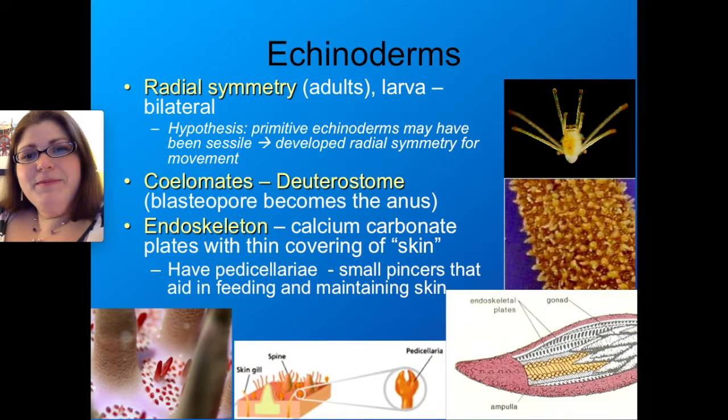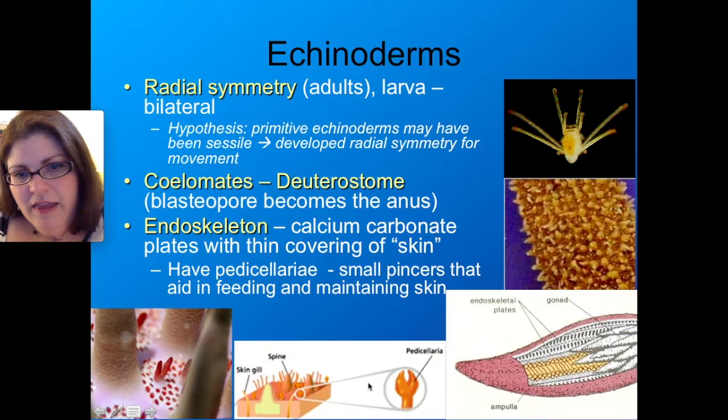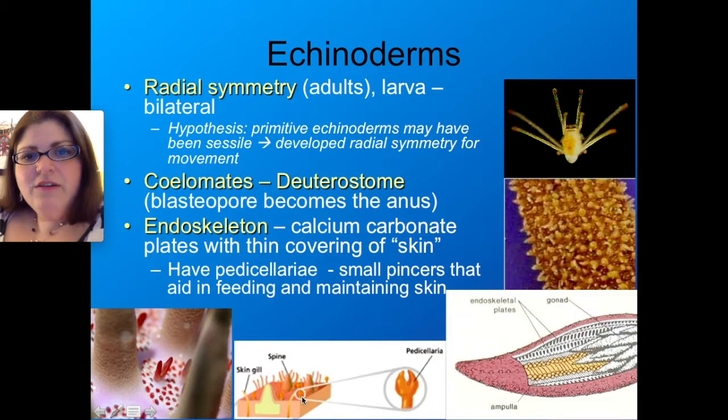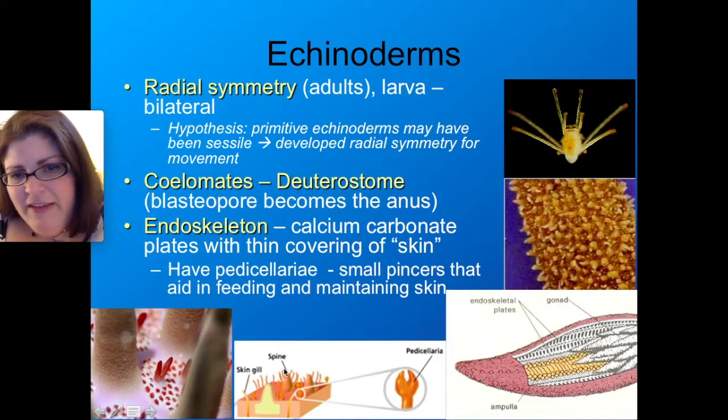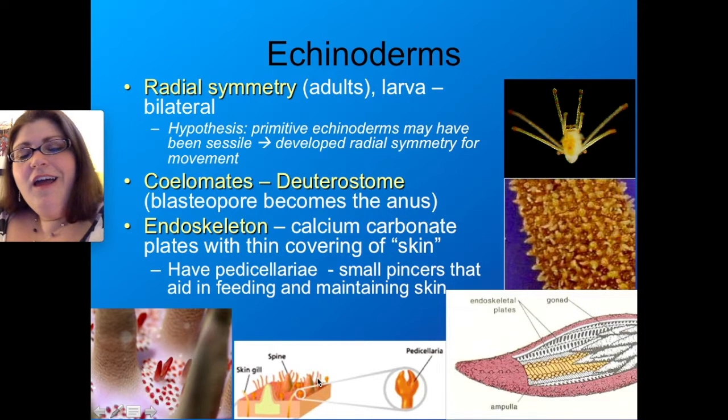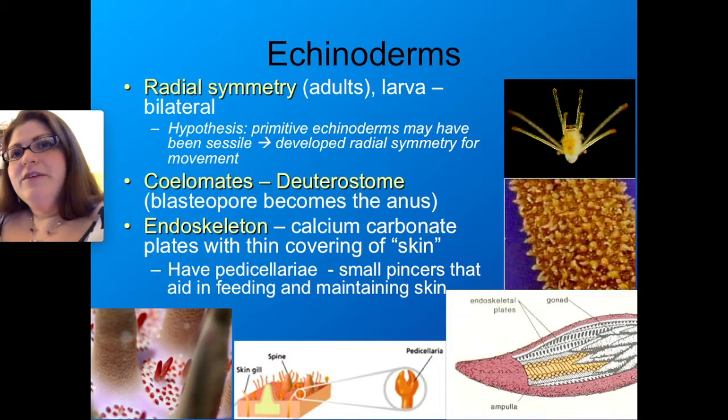One cool thing they have is pedicellariae. Those are teeny tiny pinchers on the surface of their skin, and those pinchers help them in feeding and also maintaining the skin. You may also notice that they have these little bumps here. If you've ever felt a starfish, or you will in class, those bumps are kind of like little spines, and so echinoderms translates to spiny skin, and we see that on most echinoderms.